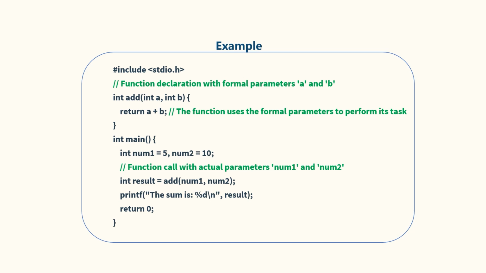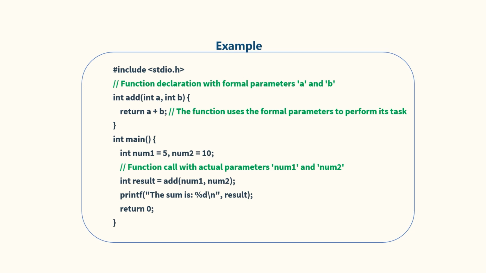Inside the function, these values are referred to with the formal parameter names a and b, and the operation a plus b is performed. The result of this operation is then returned to the place where the function was called, and it is stored in the variable result in the main function. Finally, this result is printed out.